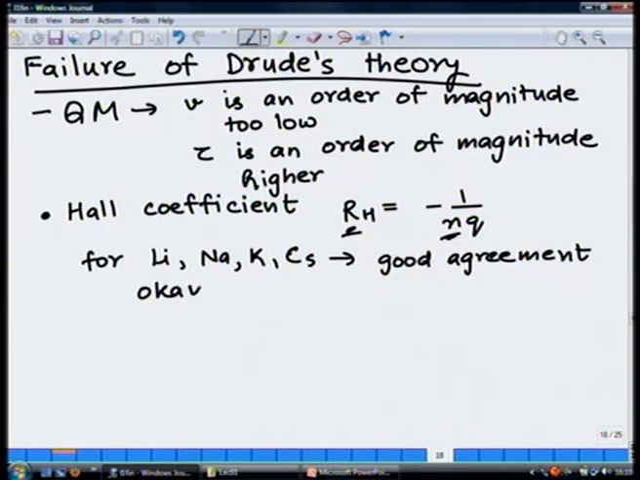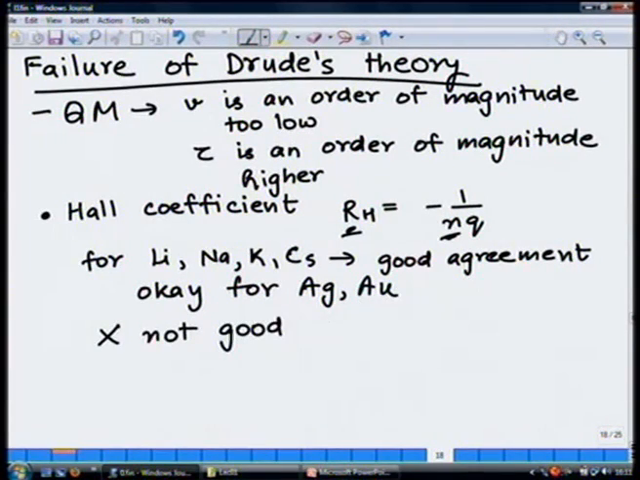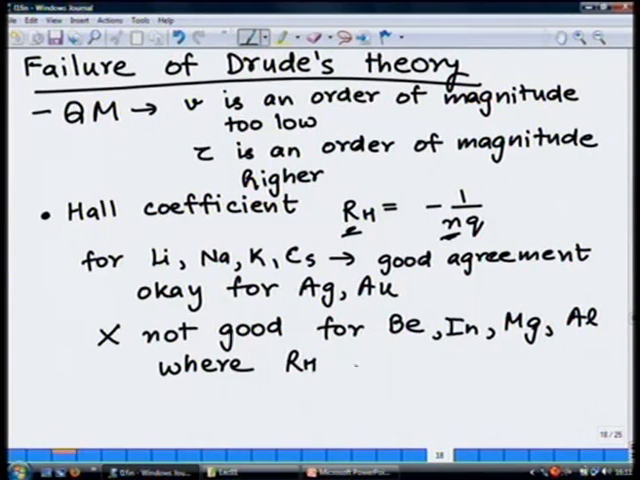which says that Drude theory works. It works okay for noble metals like silver and gold. But it does not work well for beryllium, indium, magnesium, aluminum, where RH is positive. It turns out that RH changes sign; the sign itself is wrong, if you do a measurement.